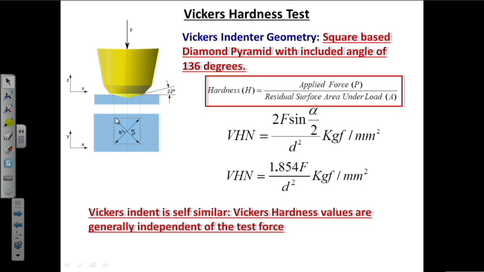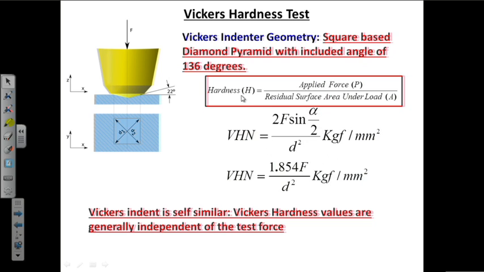specimen. Again, we take that specimen under an optical microscope and measure the diagonal lengths D1 and D2, and then we take the average of D1 and D2 and consider that to be the average diagonal length D. Now, if we measure this average diagonal length, then we can calculate the Vickers hardness number by using this formula.